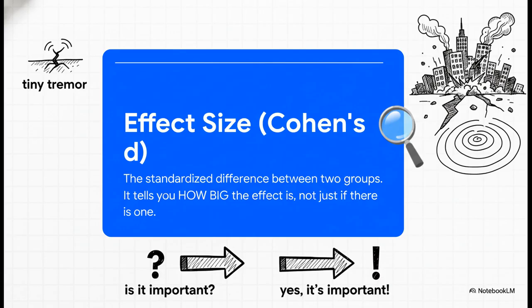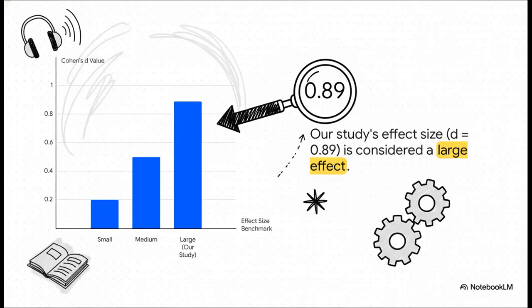You see, statistical significance tells us there's likely a real effect, but effect size tells us if that effect is a tiny little tremor or a full-blown earthquake. It answers the question, okay, it's real, but is it important? And in our case, the effect size, this thing called Cohen's d, is 0.89. Now, if you look at the benchmarks, that lands it squarely in the large category.